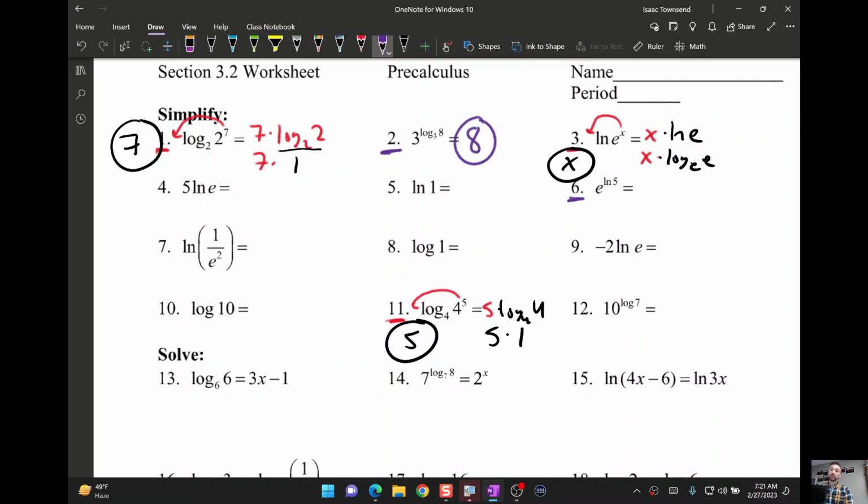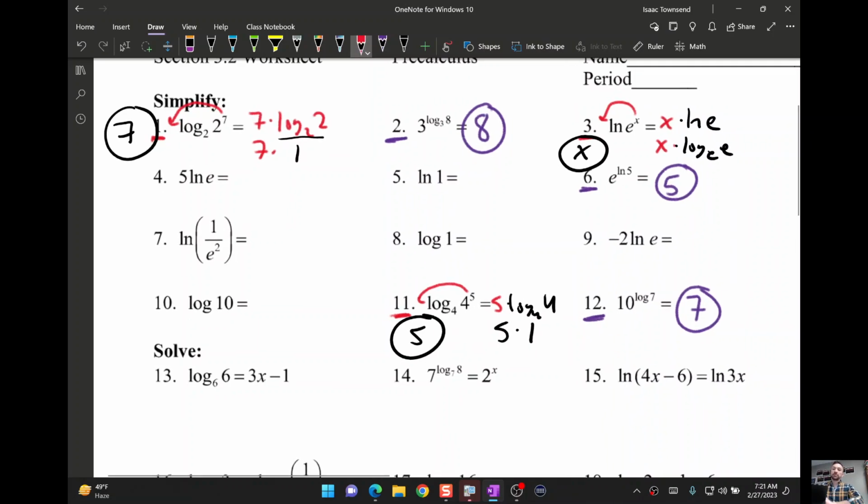Question 6 is one of them. This is e to the log base e of 5. So it's all going to simplify to 5. And also 12. 10 to the log base 10 of 7 would just be 7. Okay, and then we already did question 3. Now I feel like if you can apply those 2 properties and finish those 2 questions, a lot of these others are going to be kind of gimmies because they're set up to be a lot easier.